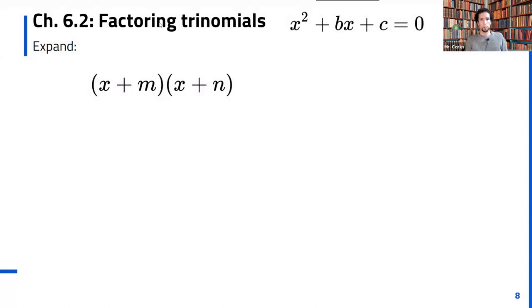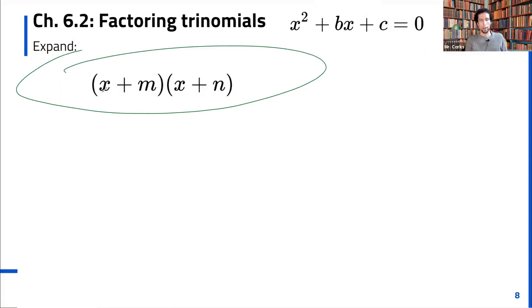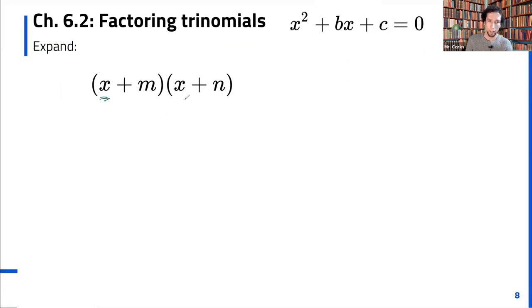So let's think about what happens if we have something like this and we expand. So x plus m and x plus n, where x is our variable, and m and n are just some constants, could be whatever based on our problem. If we are going to expand this, how do we do that?